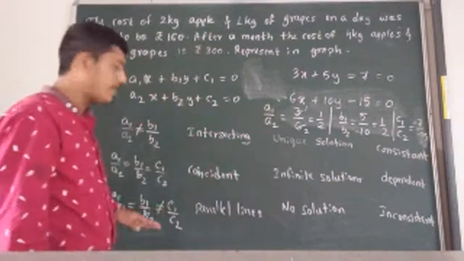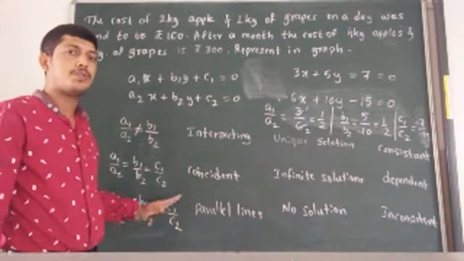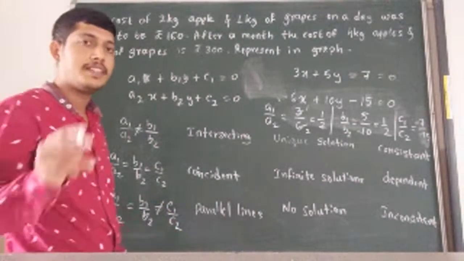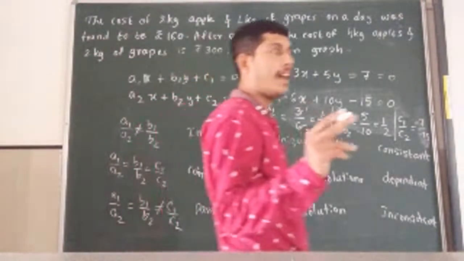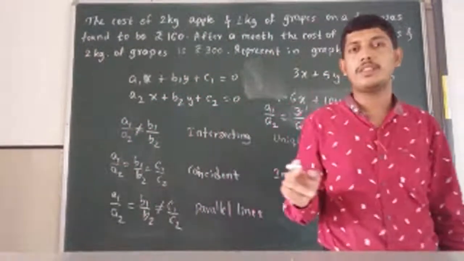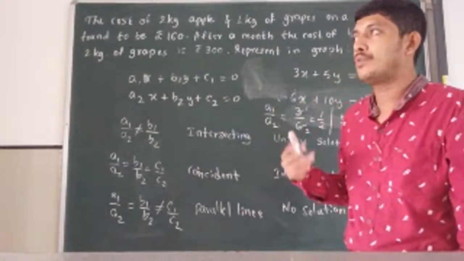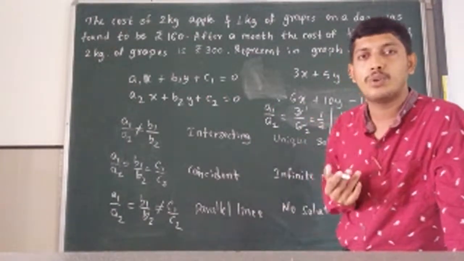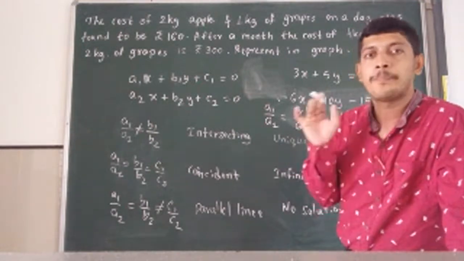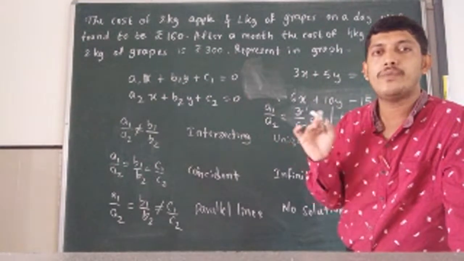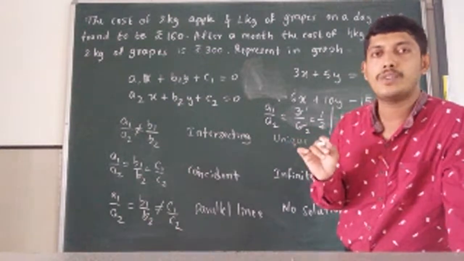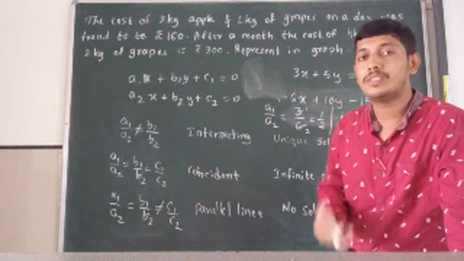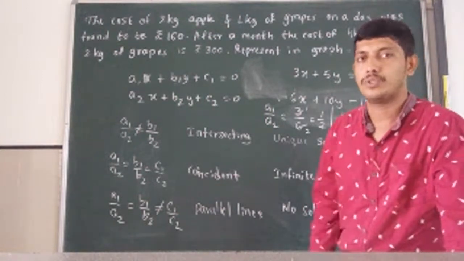Then the third case, if a1 by a2 equals b1 by b2 and that is not equal to c1 by c2, then that kind of equations are known as parallel equations, or the lines which we get from the equations are parallel and it does not have any solution. If the equations do not have any solution, then we call them inconsistent equations, or inconsistent solution.